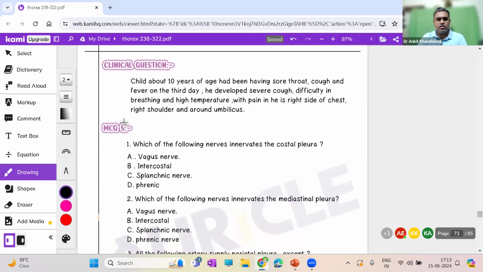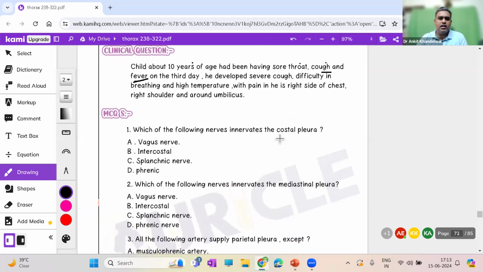Clinical question, let us see. A child about 10 years of age having a sore throat, cough and fever in the third day. So there's some infection probably. He developed severe cough, difficulty in breathing and high temperature, with pain in his right side of chest, right shoulder and arm. This looks like a typical infection of the lungs, could be some clinical pneumonia.